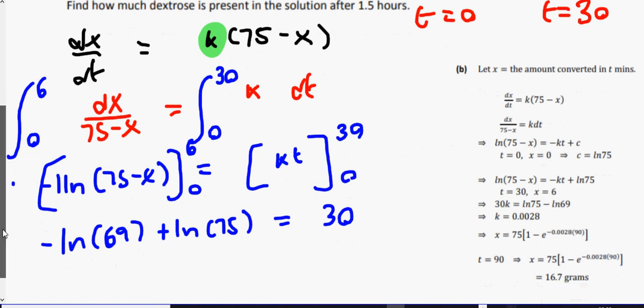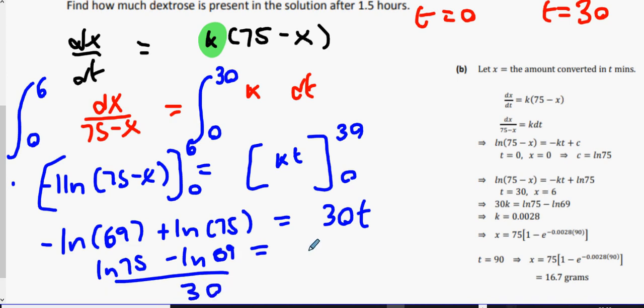It's the subtraction rule of logs, but I can probably just put the answer into my calculator and divide by 30. So it's ln 75 minus ln 69, all divided by 30.